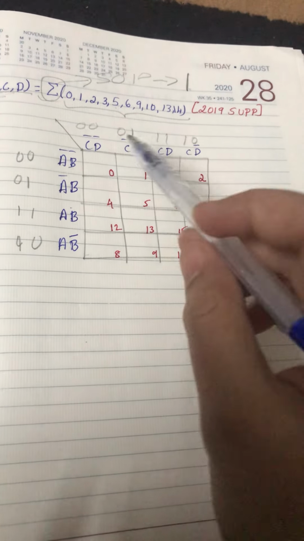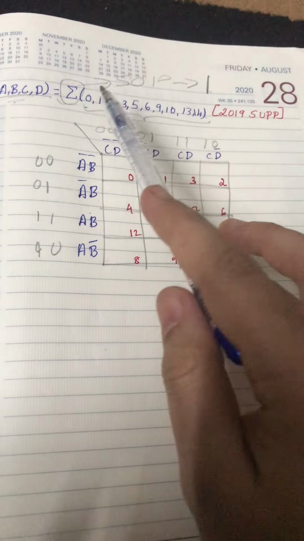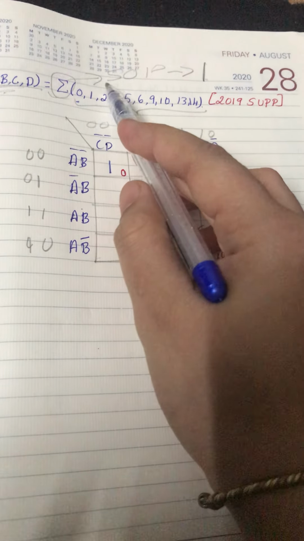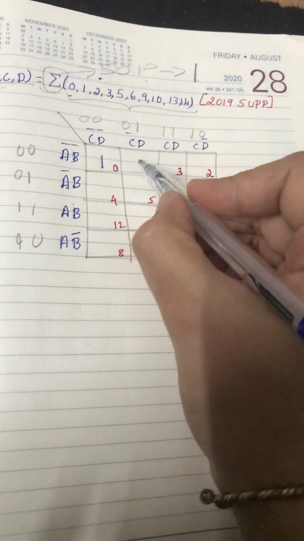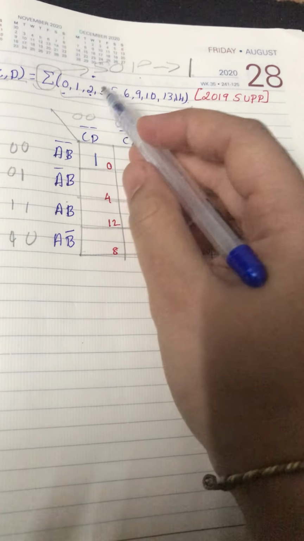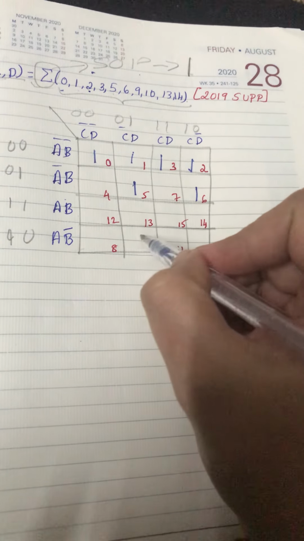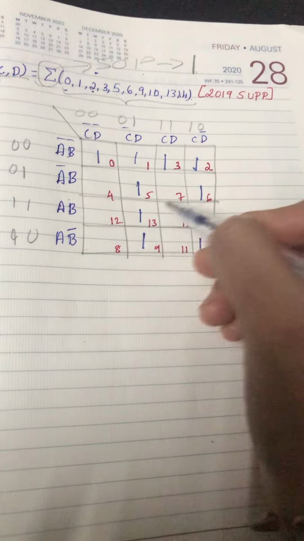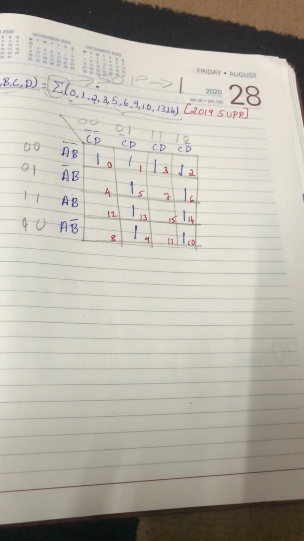Next, these numbers should be mapped in this map. The first is 0. Where is 0? Here it is 0. You are going to place 1 because it is SOP. Next it is 1. In the place of box 1 you are going to place 1. Next 2, 3, 5, 6, 9, 10, 13 and 14. So this is the mapping.